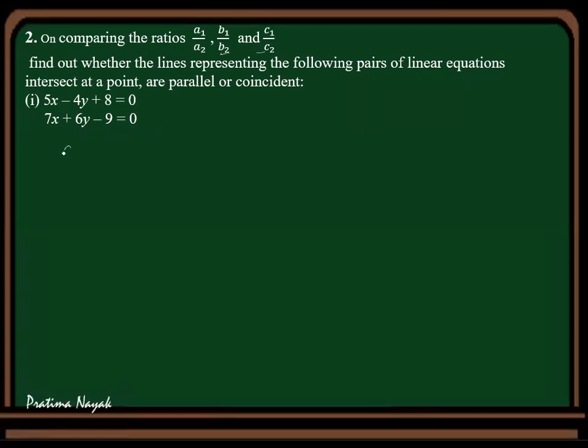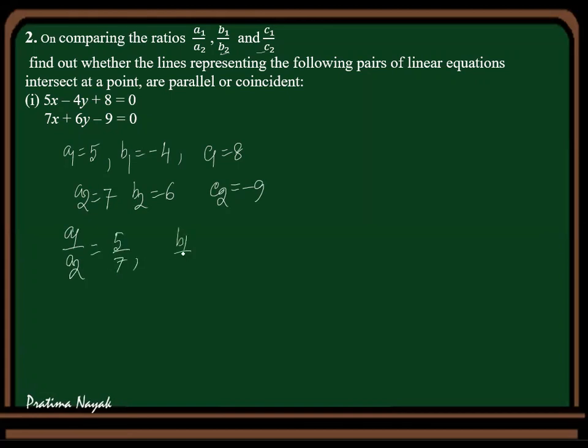Then what is a1? a1 is equal to 5. b1 is equal to minus 4. Don't ignore the negative sign, it will be included. c1 is equal to 8. a2 is equal to 7. b2 is equal to 6 and c2 is equal to minus 9. Then a1 by a2 is equal to 5 by 7. b1 by b2 is equal to minus 4 by 6. Of course, you will simplify this: minus 2 by 3, and c1 by c2 is equal to 8 by minus 9.